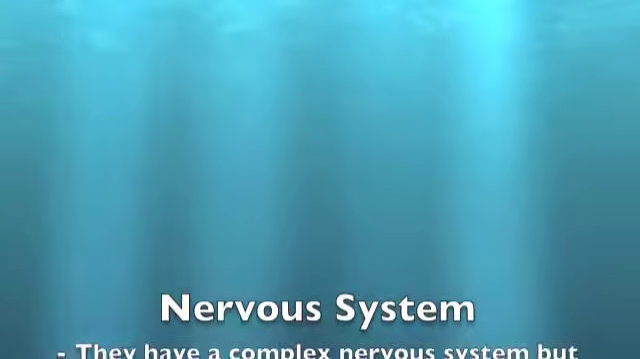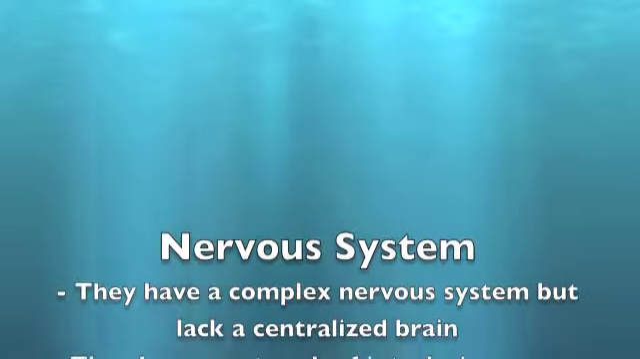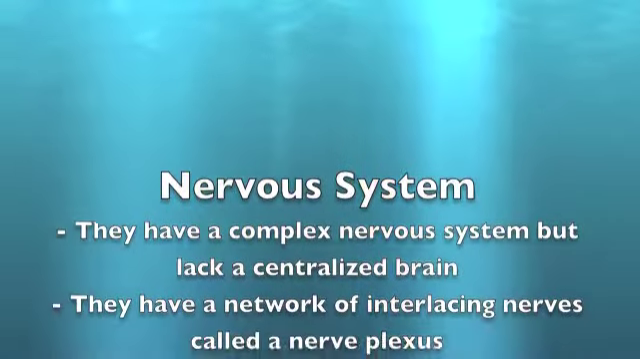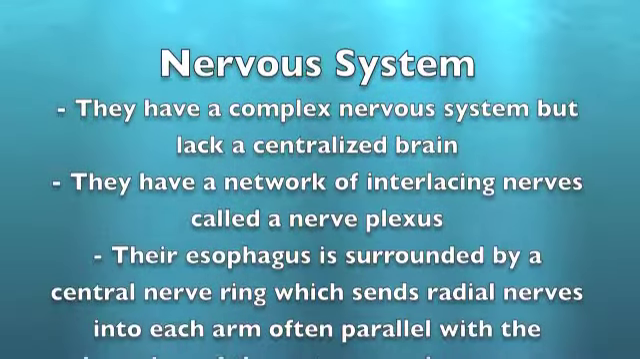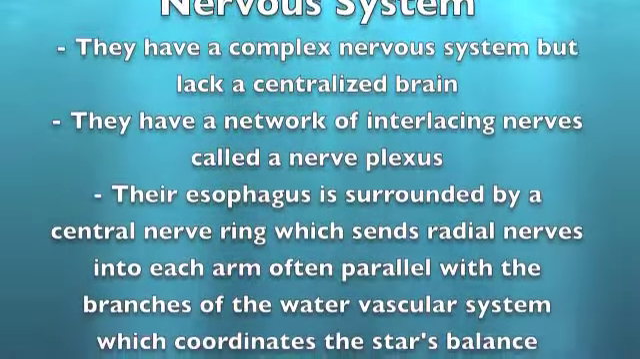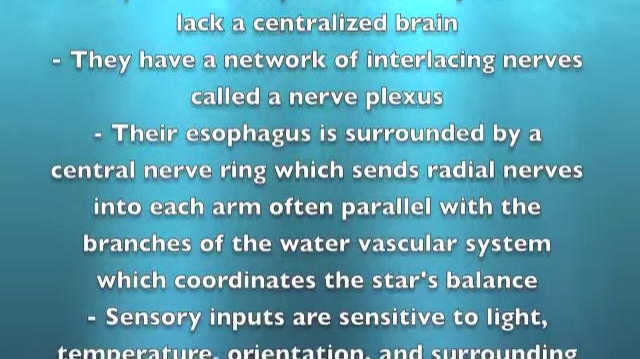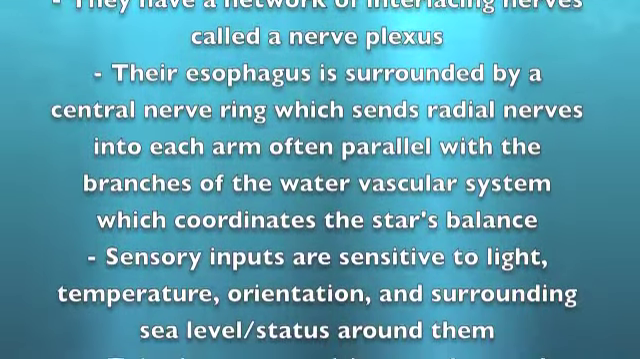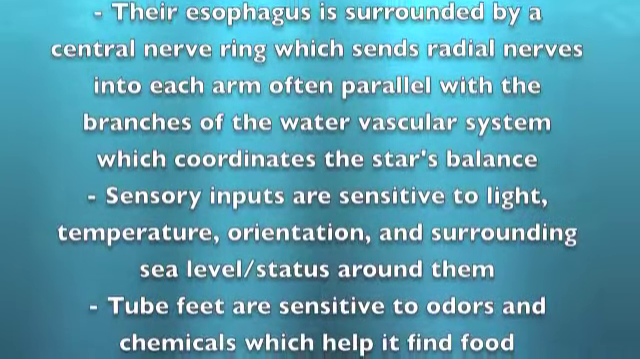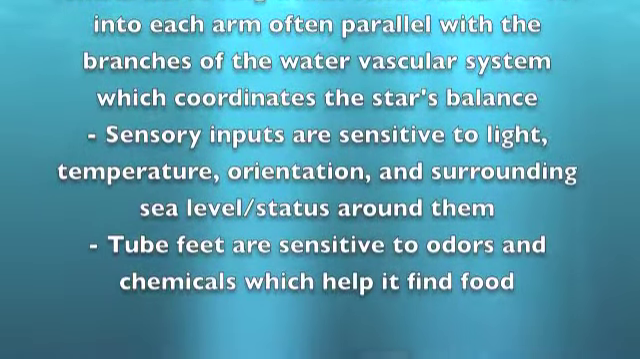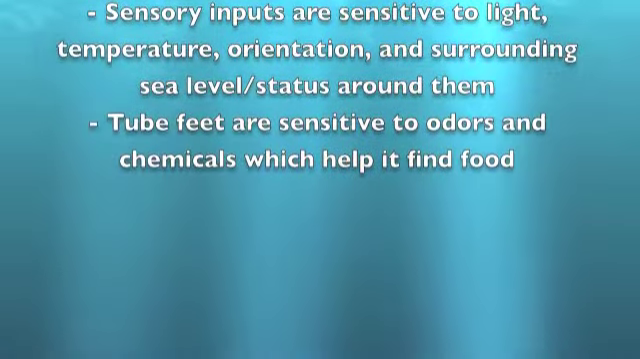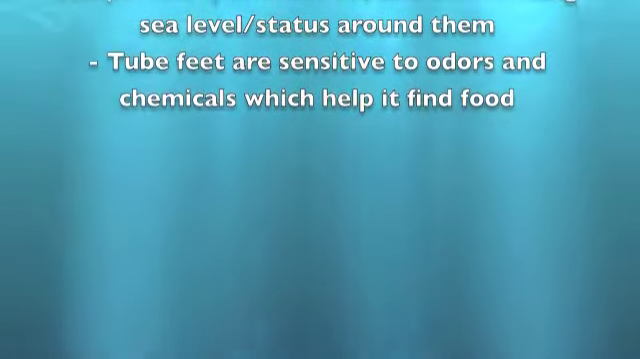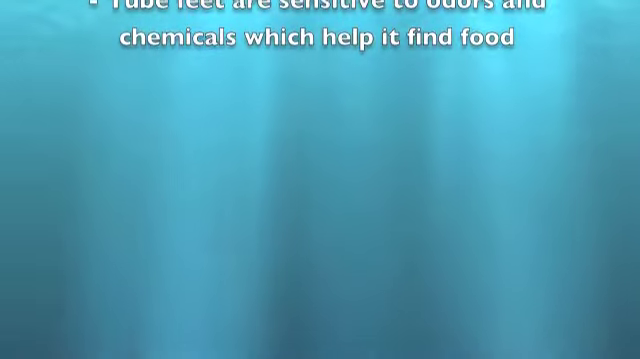Most sea stars have a complex nervous system, but lack a true centralized brain. They have a network of interlacing nerves called a nerve plexus. Their esophagus is surrounded by a central nerve ring, which sends radial nerves into each arm, often parallel with the branches of the water vascular system. This coordinates the sea star's balance. Its sensory inputs are sensitive to touch, light, temperature, and orientation, as well as the status of the water around them. Their tube feet are sensitive to odors and chemicals, which help them find food.